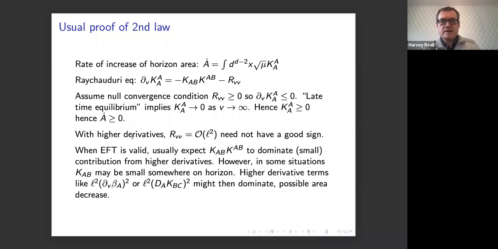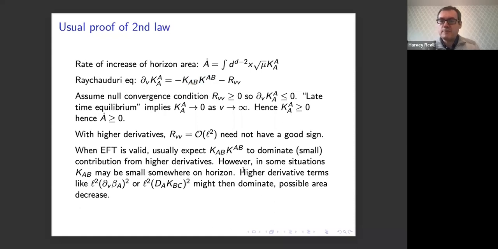Now, you might say that, if we're working in this setting of effective field theory, surely we'd expect this 2 derivative term coming from standard GR to dominate the stuff coming from higher derivatives. That may well be true in general, but there are certainly situations where it's not true. One situation is if you're looking at linear perturbations of a stationary black hole. The reason is that K vanishes for a stationary black hole, so this is of quadratic order. If you're looking at linear perturbations, that's negligible, and this will be the dominant term.